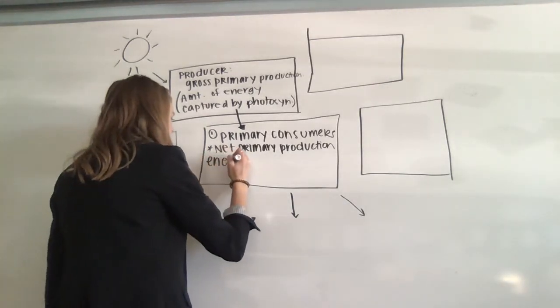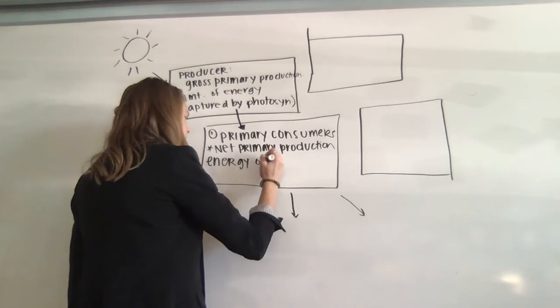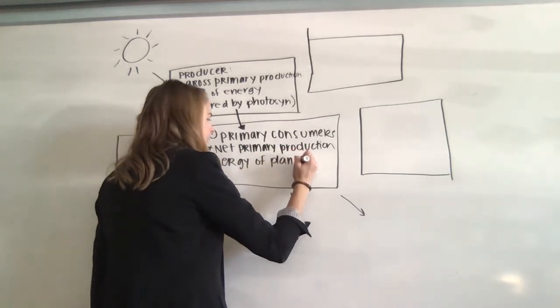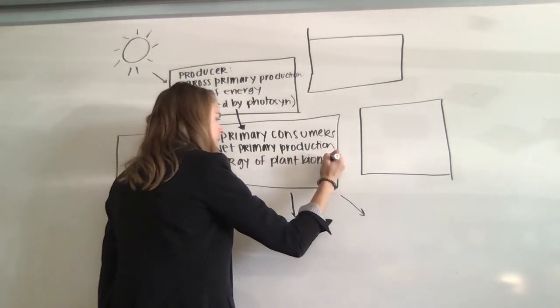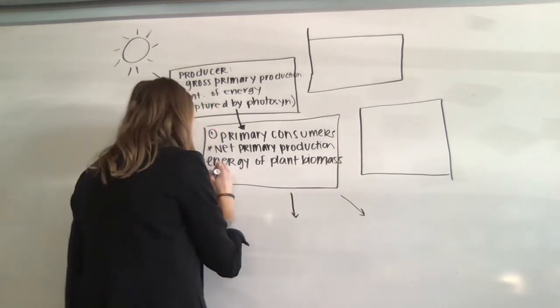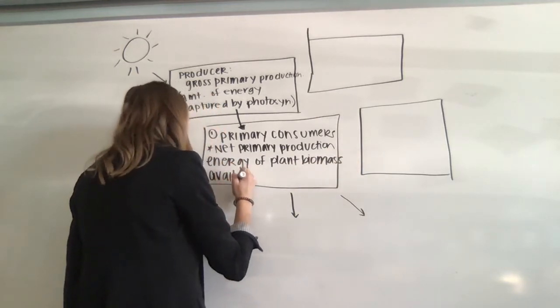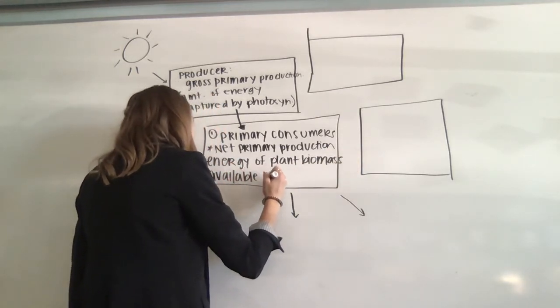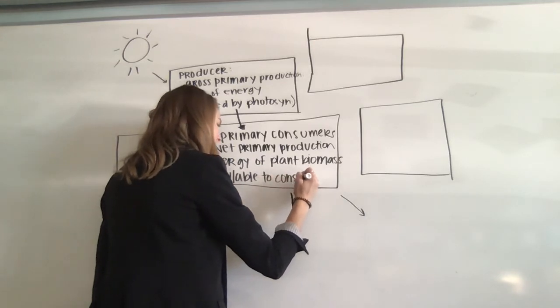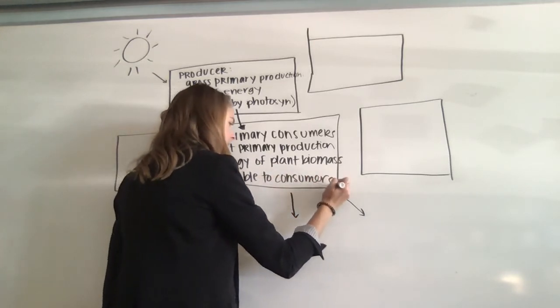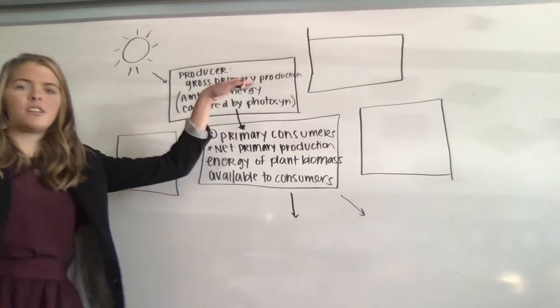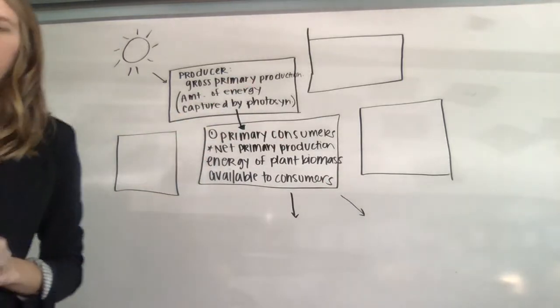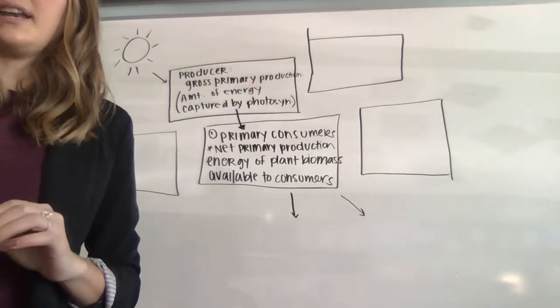And what net primary production means is the energy of plant biomass available to consumers. Okay, so we know that the energy from the plants can go to our next little animal. We know that can happen.